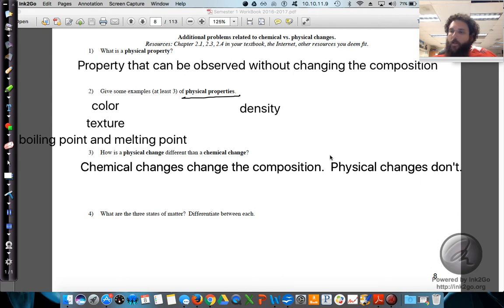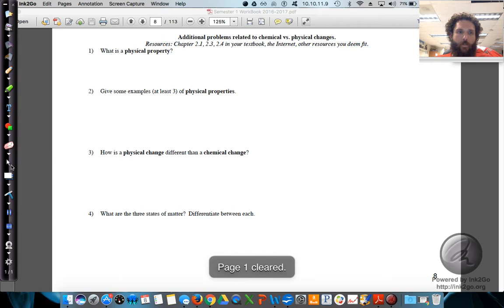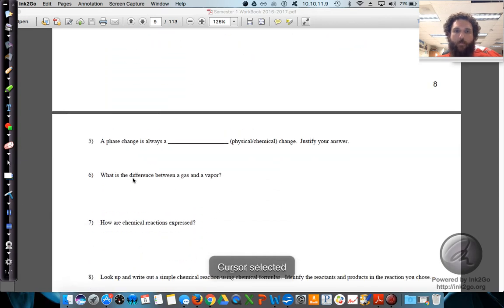All right, so down here, the 3 states of matter. We have solid, we have liquid, we have gas. Those are the 3. The last one, plasma, is one that we don't work with in chemistry, so we don't have to worry about that one. All right, wiping this. Let's scroll down to the next page.